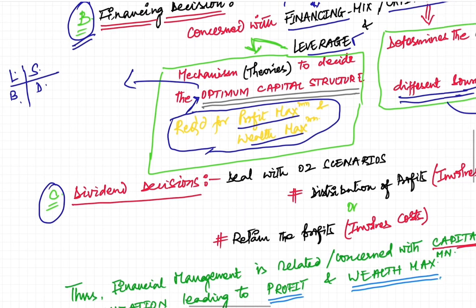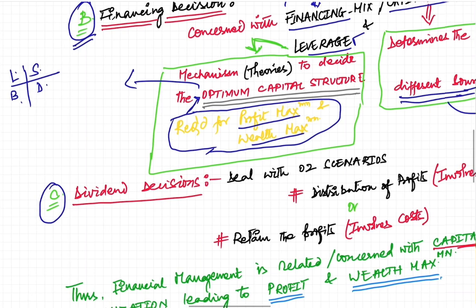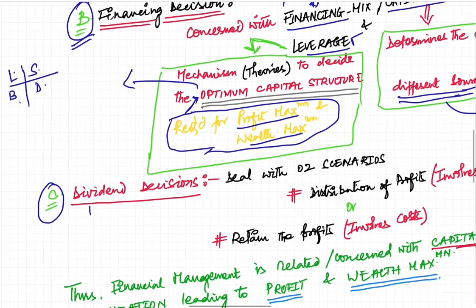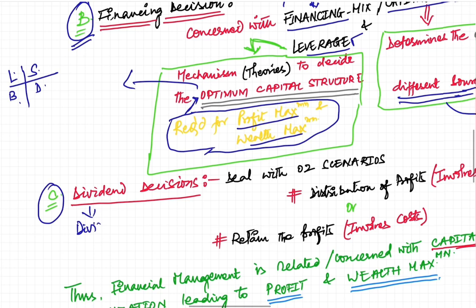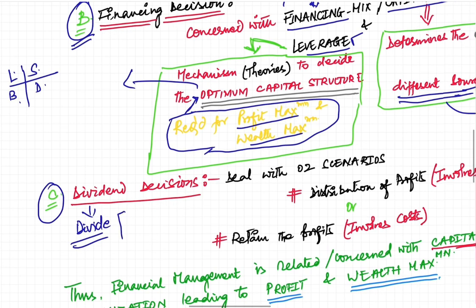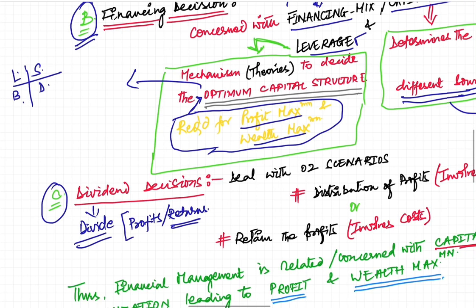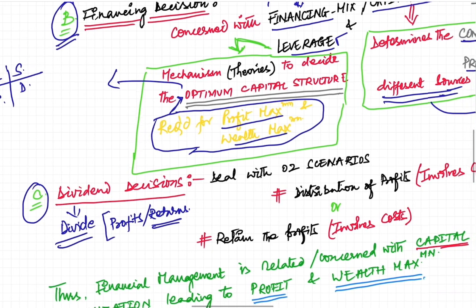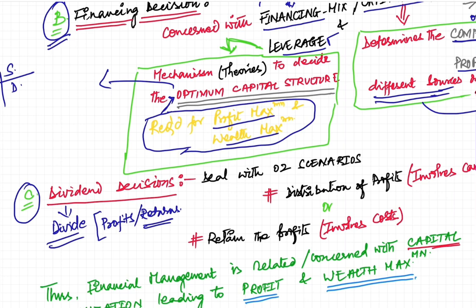dividend, right? Now, dividend comes from the word divide. Now, what are you dividing? You are dividing profits, or put simply, returns. You have undertaken a risk to get returns. This is what we call dividend.